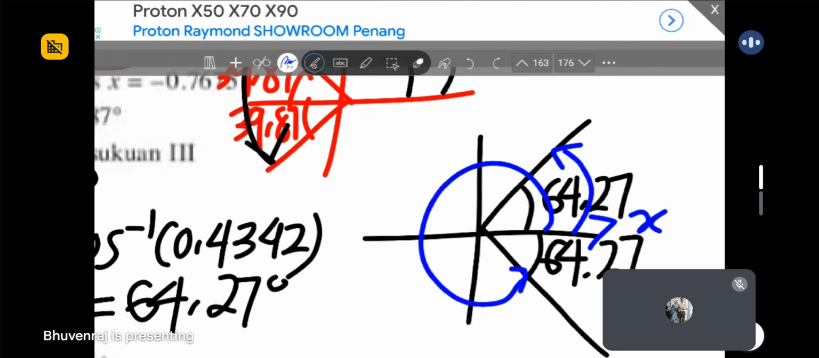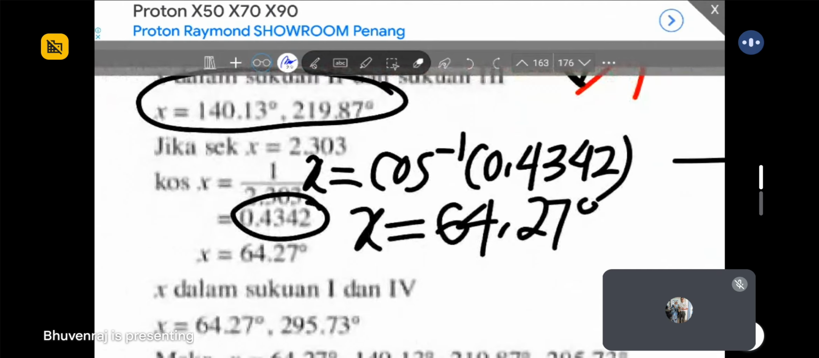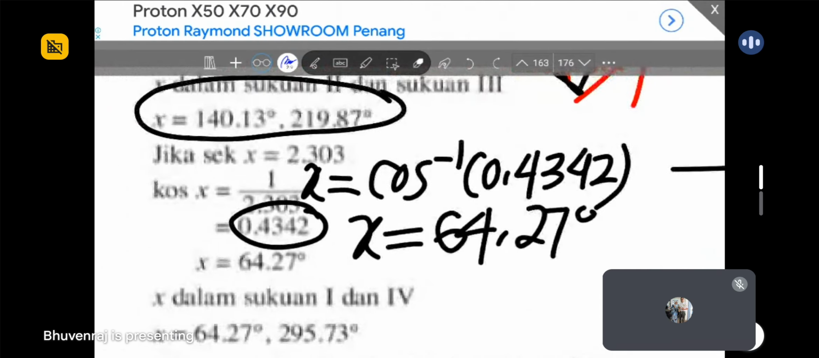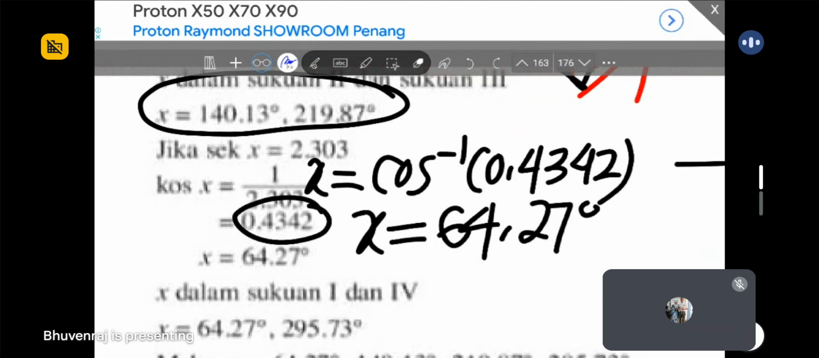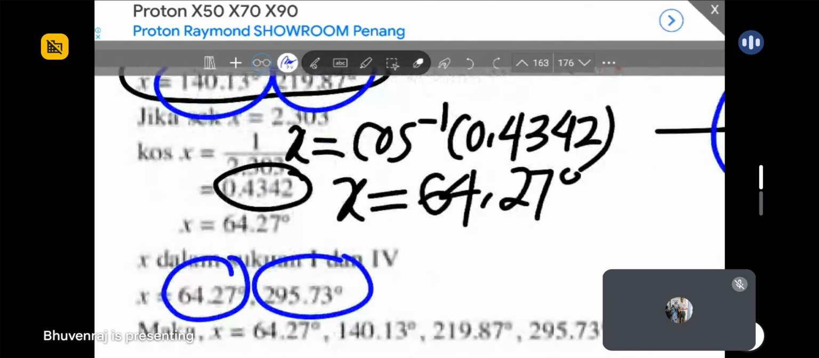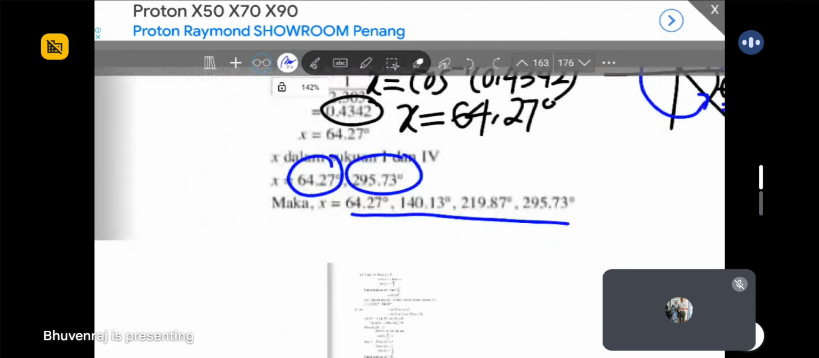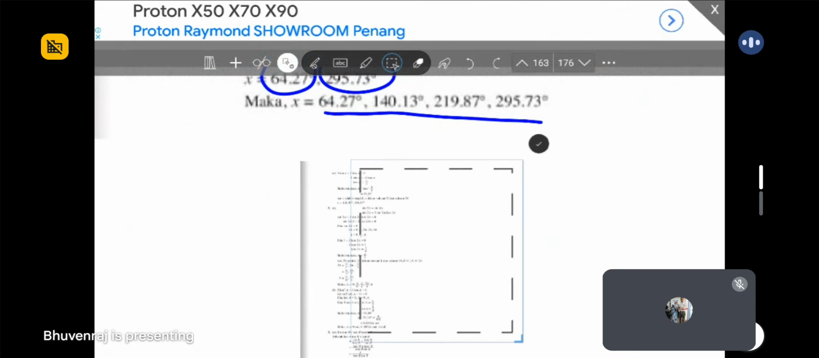Okay, so first angle, 64.27. Second, 360 minus 64.27. Okay, so dua jawapan. Okay, so you will get the answer 64.27 and 295.73. Okay, so now total, you will have 4 answer lah. 1, 2, 3, 4. Okay, so you need to write out all the 4 answer in ascending order. Okay, lebih baik tulis dalam urutan menaik jawapan kamu. Okay, always try to give it in ascending order. Alright, so this is for question B.